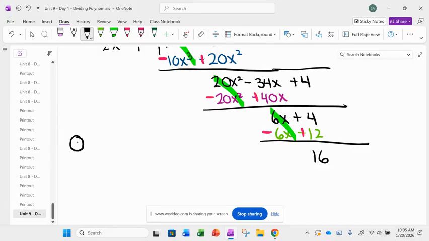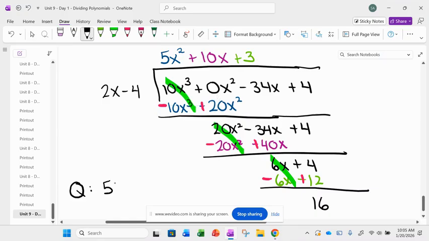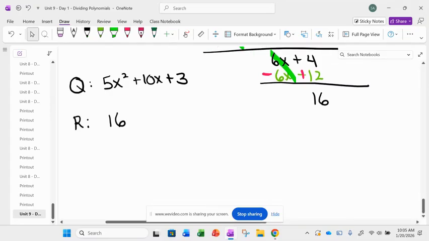So on the test, what I'm going to do is I'm going to have a spot for the quotient and I'll have a spot for the remainder. So you write your quotient next to Q. So our quotient is 5x squared plus 10x plus 3. And our remainder is going to be 16. All right, so now this, what kind of dividing was this? Long division. Now we're going to use synthetic division.